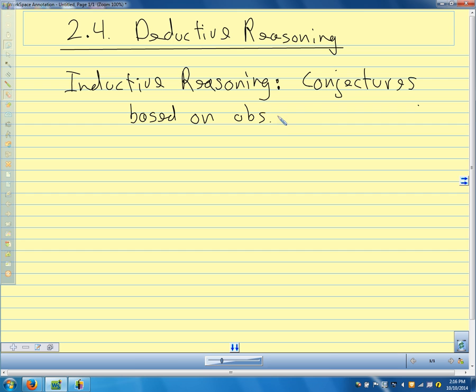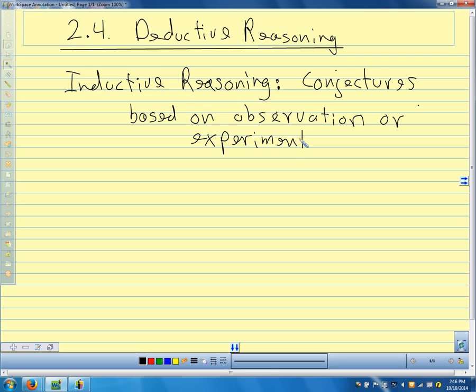And I'm going to say observation or experiment. And experiments are just a particular type of observation. We're looking at something and saying, here's what I think. I'm going to look outside and say, it's a little bit sunny, so I think it could be warm outside. That's a conjecture based on my observation. We don't know whether or not it's true until we figure some more stuff out.